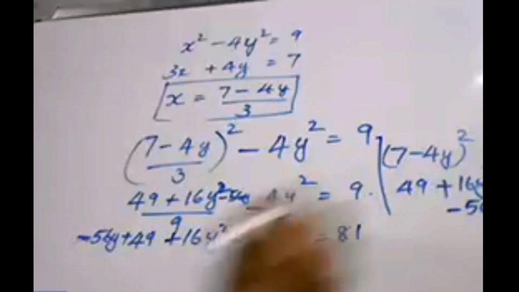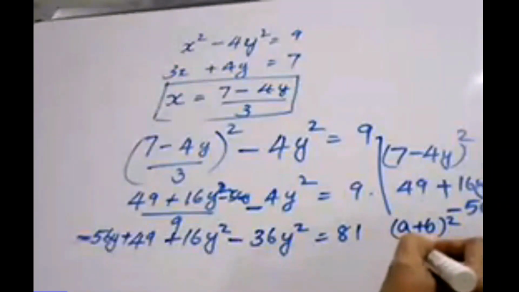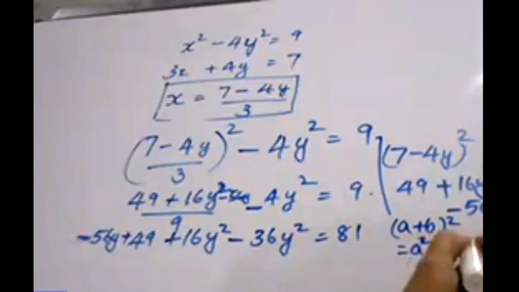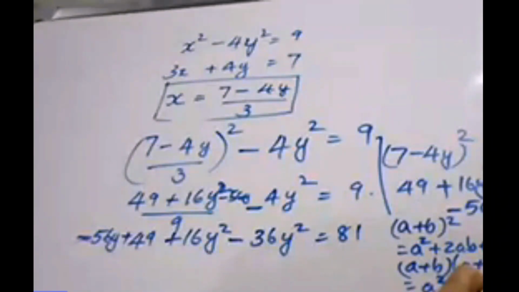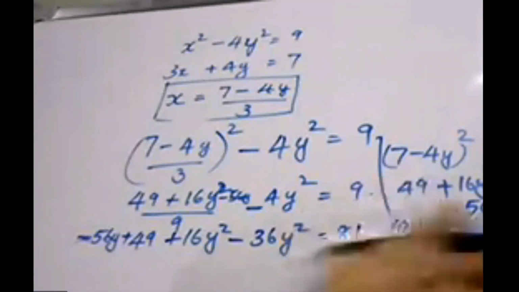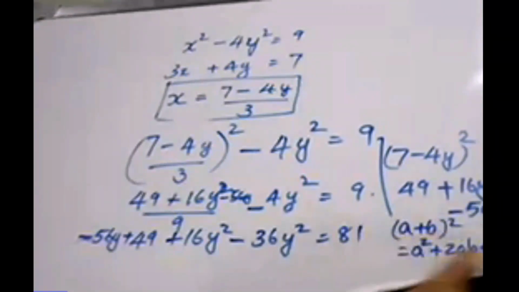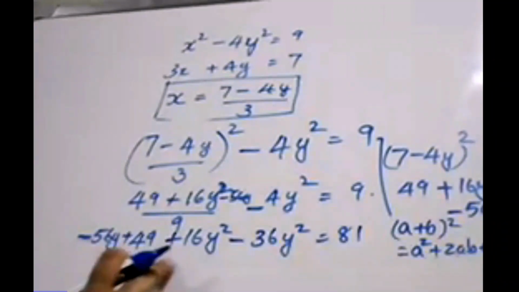This I have expanded using an identity like this: a plus b the whole square is equal to a squared plus ab plus b squared. The same thing you can get as b times a plus b, which is equal to a squared plus ab plus ba plus b squared. ba and ab are the same. So I got it as a squared plus 2ab plus b squared. Applying that, I can get this one.